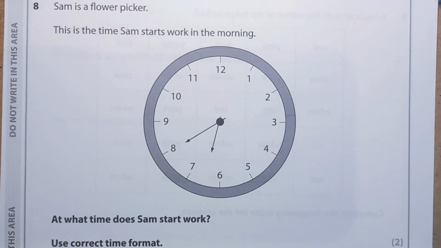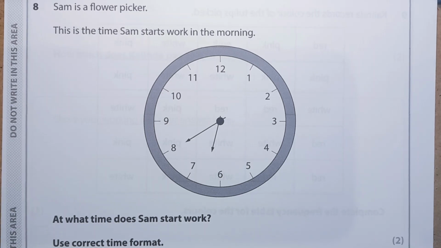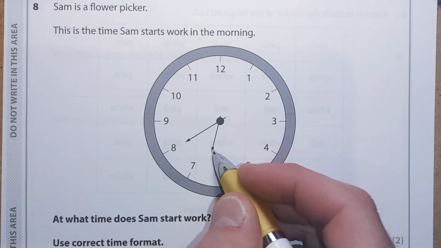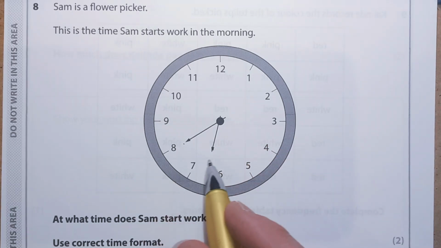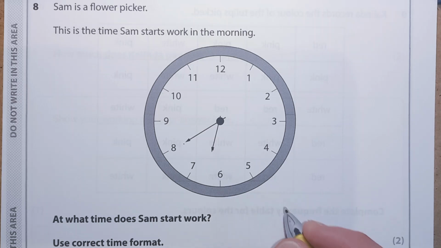Okay, question 8. Sam is a flower picker. This is the time Sam starts work in the morning. We got the clock there, and the question says, at what time does Sam start work? Use correct time format. So I'm going to write this in digital time. So we've got the hour hand here and the minute hand here. So I'm going to look at what hour it's past. Well, it's past 6. So it's going to be 6 something.